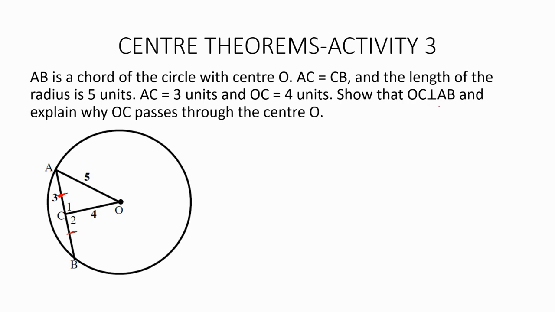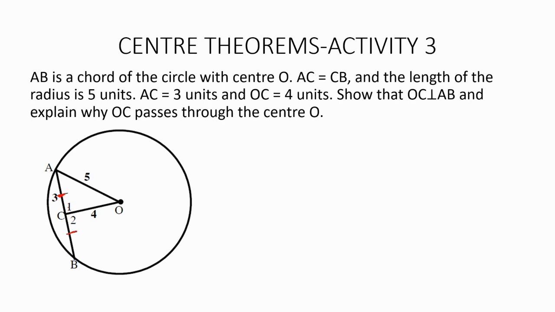Show that OC is perpendicular to AB and explain why OC passes through the center. Why does OC pass through the center? Because it is perpendicular to the chord and also bisects the chord. A line that is perpendicular to the chord and bisects the chord will pass through the center of the circle. Remember that.